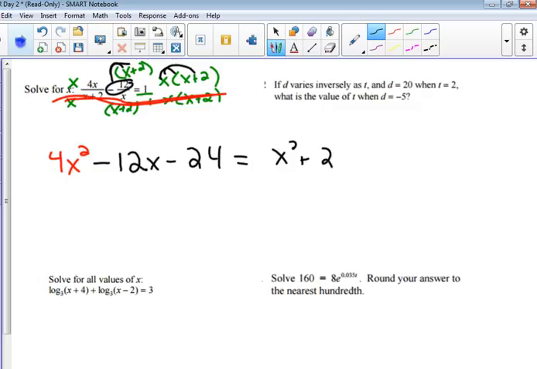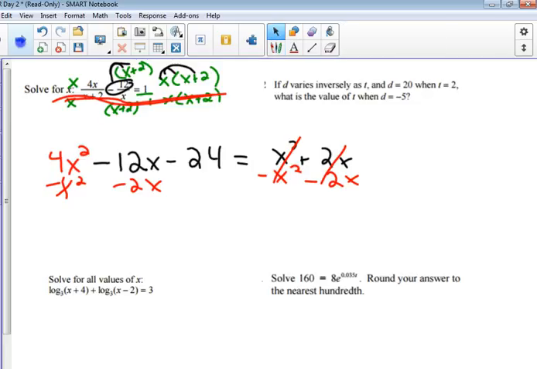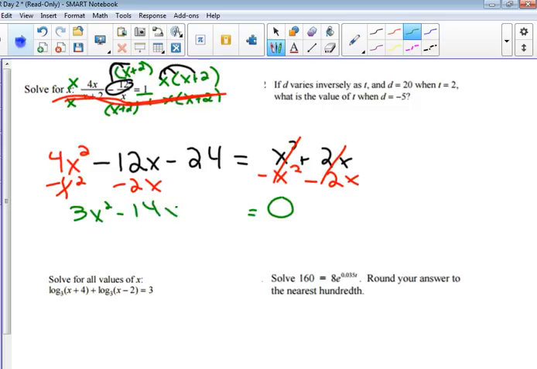X squared plus 2x. Now how do we solve it? You've got to set it equal to 0. Set it to 0. Awesome. And keep that 4x squared positive, so let's bring the right side over. Good one. Okay, this will totally be like a part 3 for you guys.